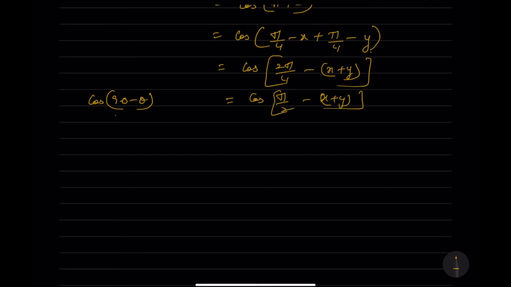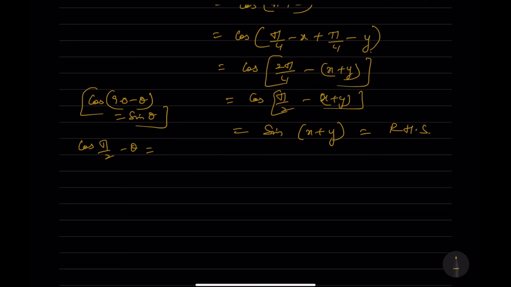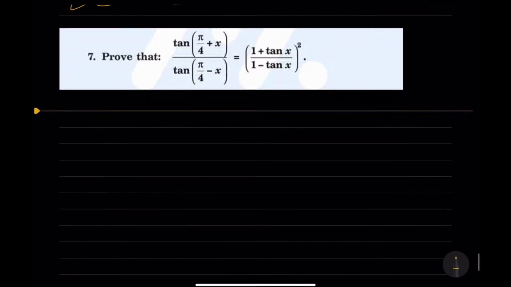Since cos of 90 minus theta is equal to sin theta, which is equal to RHS, hence proved. Cos 90 minus theta can also be written as cos of pi by 2 minus theta, which is equal to sin theta. That only we have written. Cos of 90 minus (x plus y) will give you sin(x plus y).